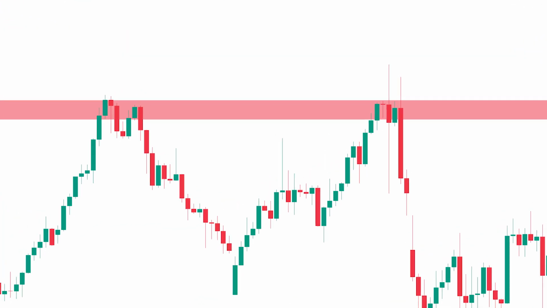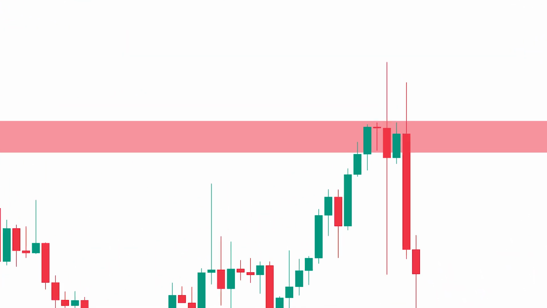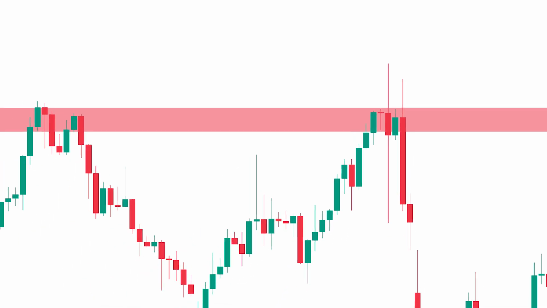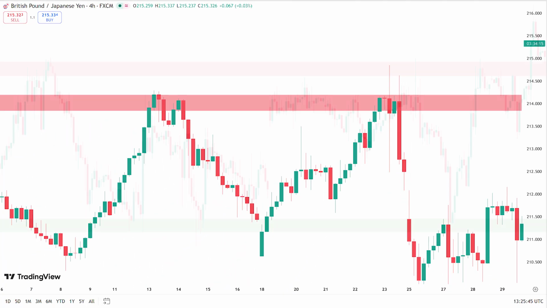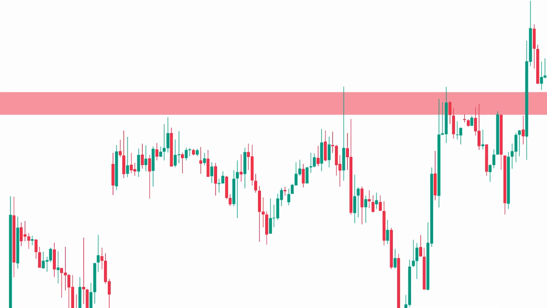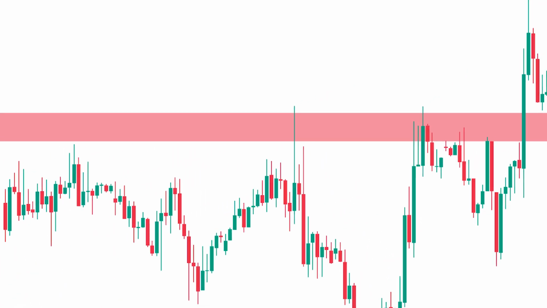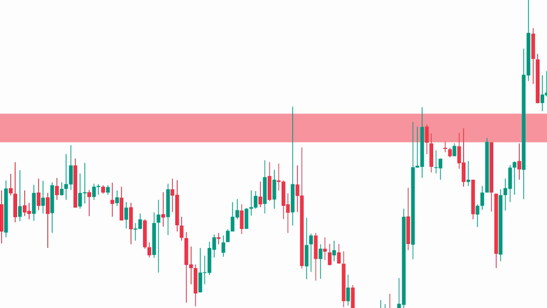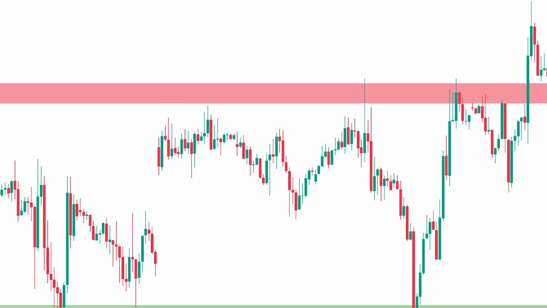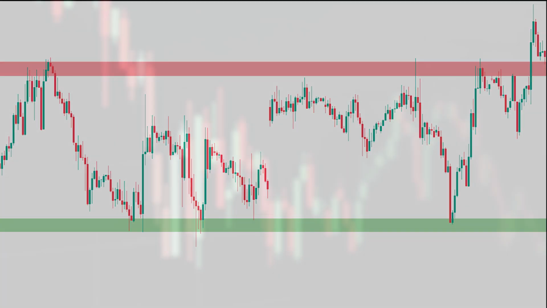Price briefly moves beyond a level, and traders instantly assume the level is broken. But many times, that move is just a wick. In price action trading, a breakout is usually considered valid only when the candle closes beyond the level. Not just touching it, not just wicking through it. What really matters is where the candle closes.